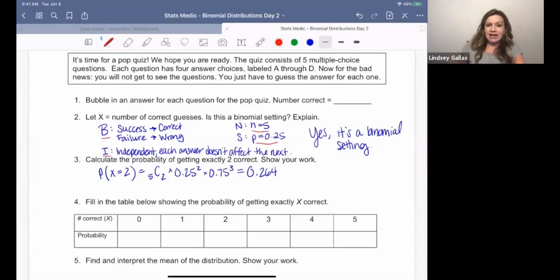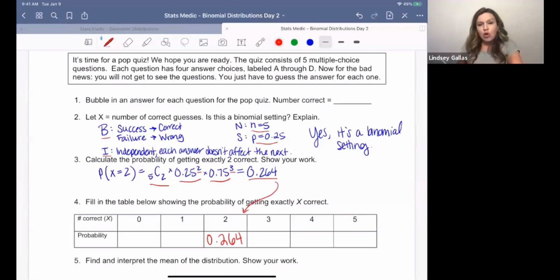Since it is a binomial setting, I can calculate the probability of getting exactly 2 answers correct. So this, again, is a recap from yesterday's lesson. I've got here 5 choose 2 times, and then I'm thinking about, okay, what's the probability that I get an answer correct? It's 0.25, and I need that to happen 2 times. If I get 2 correct, that means the other 3 had to be wrong. There's a 75% chance of getting an answer wrong, and I need 3 of those, so I get 0.264. So what I'd like you to do here is you're going to use that 0.264. Remember, that's the probability of getting exactly 2 correct, and I'm going to fill that in down here in my table.